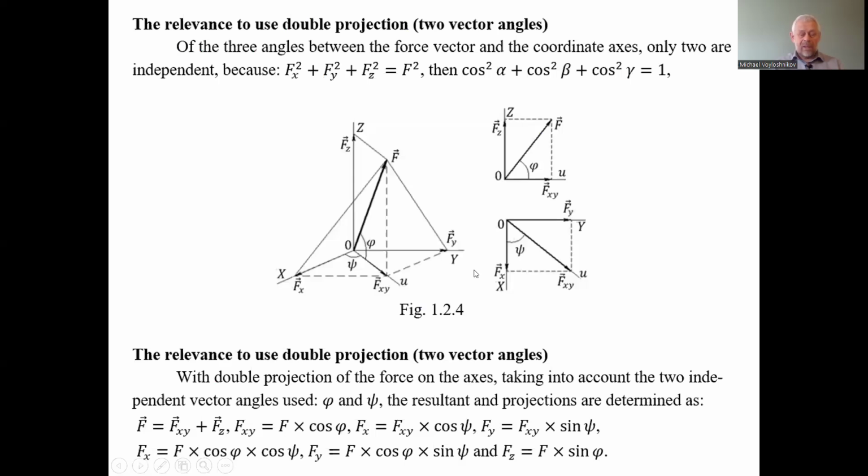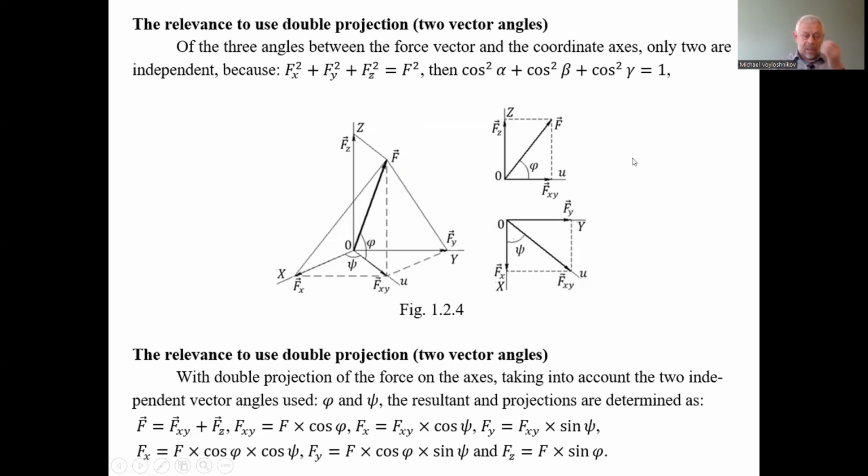Only 2 angles of the 3 considered, alpha, beta, gamma, in each couple between the force and a definite axis of the coordinate system x, y, or z, are independent. So when we use the known equation from geometry, that cosine squared alpha plus cosine squared beta plus cosine squared gamma equals 1, we can define any of the cosines and any of the angles in dependence on the two others.